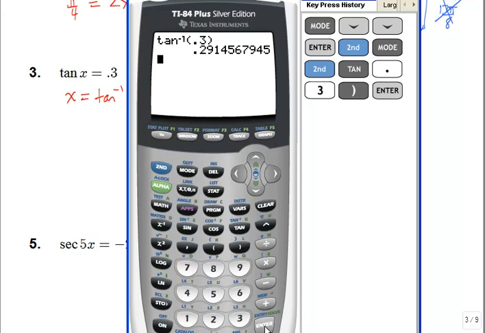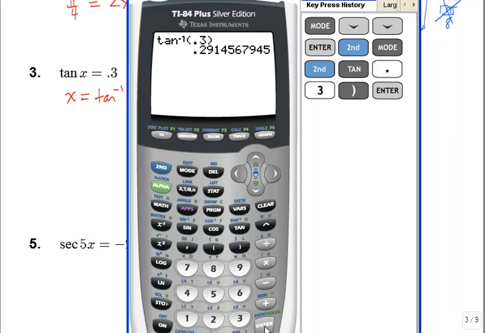And here you need to remember what the restrictions are on the domain and range for inverse tangent. Remember that inverse tangents find you angles, so this 0.29 is an angle in radians, and it only gives you an angle that is between minus pi over 2 and pi over 2. So this answer, this angle, is something that's either in quadrant 1 or quadrant 4.